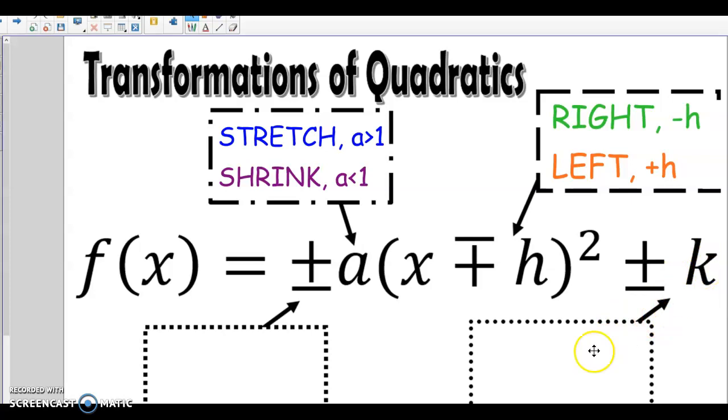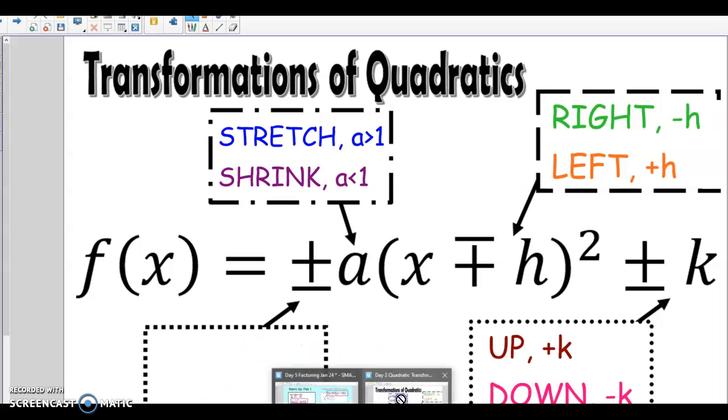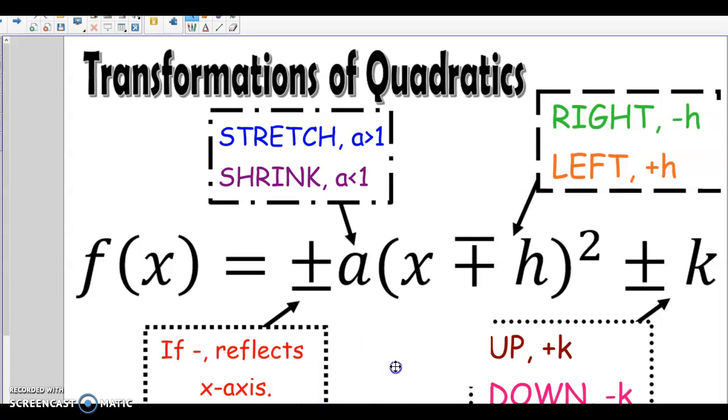K, what does K do over here? Well, if K is positive, it moves the parabola up. If K is negative, it moves the parabola down. Okay, simple enough. And finally, if A is a negative number, the parabola is upside down. If A is positive, it's right side up. So we call that a reflection over the x-axis. So those are your transformations.